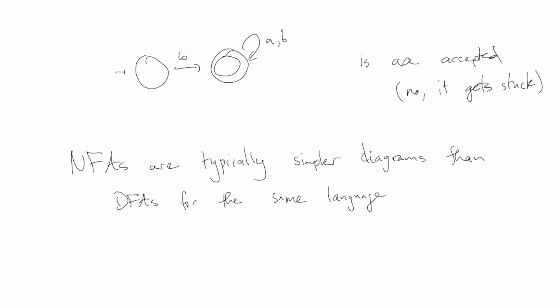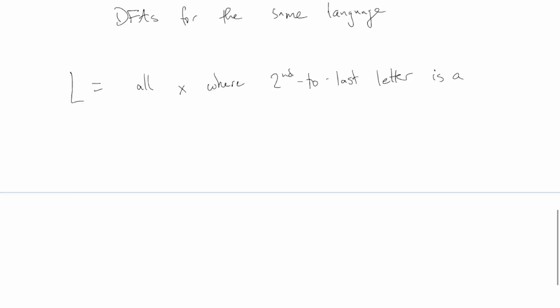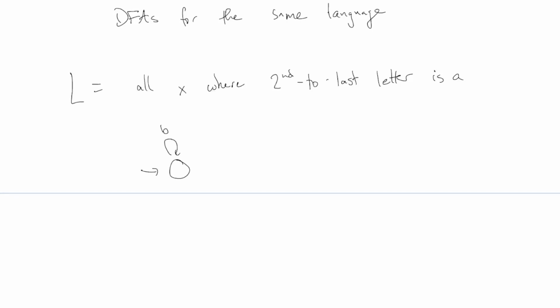For example, let's say the language is all X where the second to last letter is A. Can we make a DFA for that and also an NFA for that? I want to compare which is easier to do. The DFA for this is actually kind of a pain to do. I think this is the simplest way that I could think of making a DFA here.